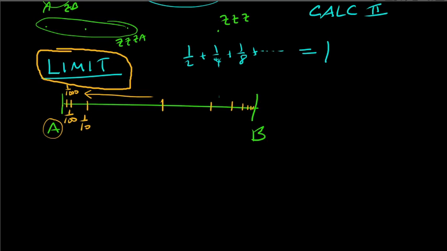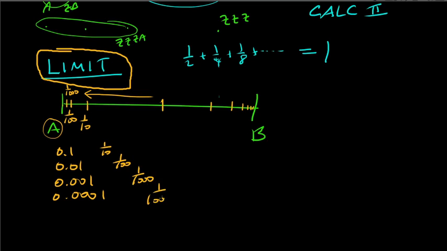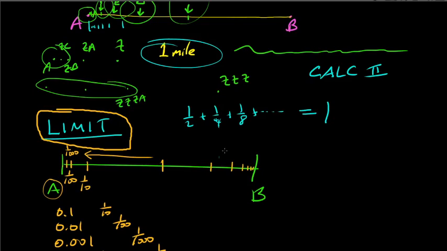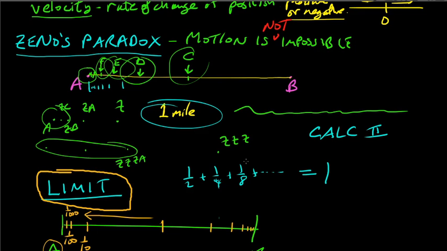You can make these numbers as small as you want: 0.1, 0.01, 0.001, 0.0001, and so on. So these are the decimal versions of 1/10, 1/100th, 1/1000th, 1/10,000th, and just keep adding zeros. And you can get closer and closer. So we will deal with this idea very shortly.